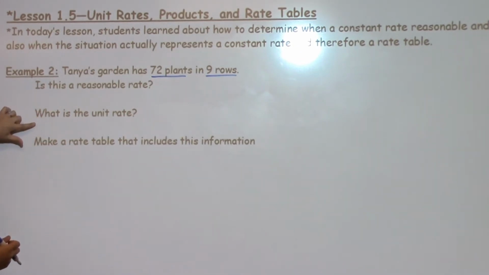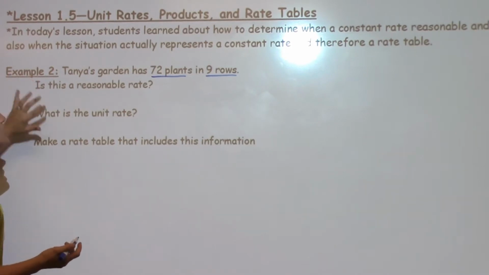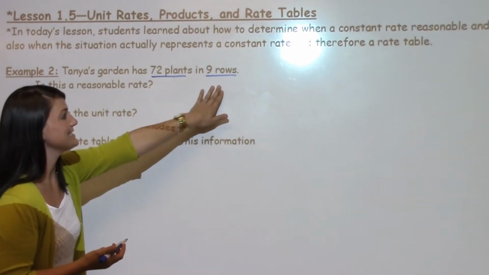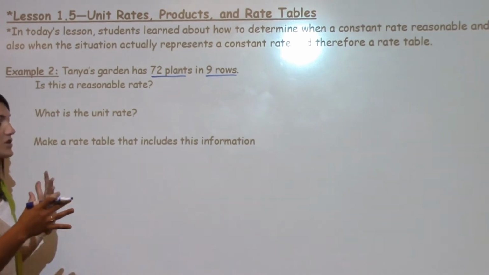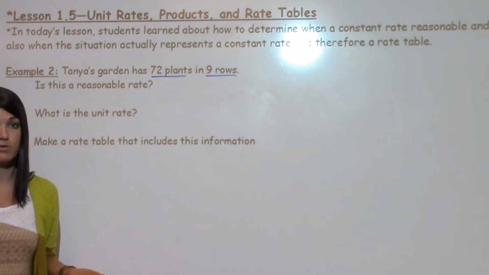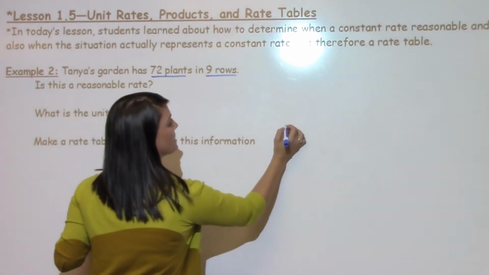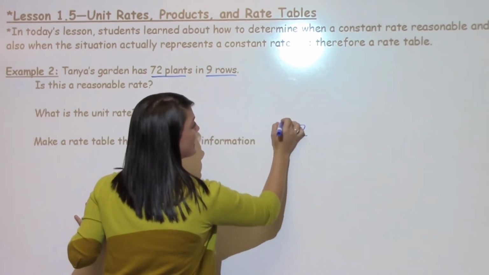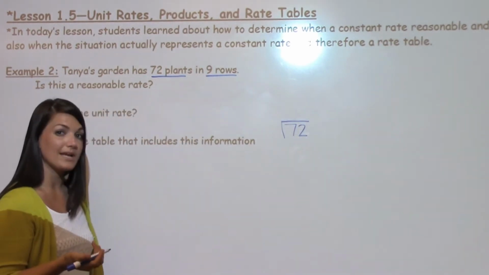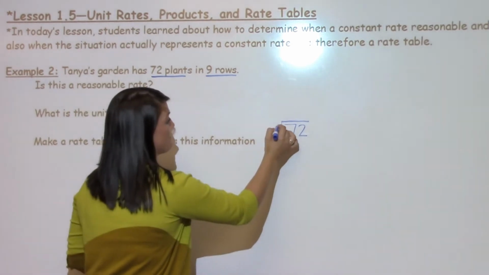Let's go ahead and jump down to what is the unit rate, and then we'll come back to decide if that rate is reasonable. So when I'm thinking about 72 plants in 9 rows, I have to first think about how much would be in 1 row then. So to find out how many would be in 1, I want my answer to get smaller. When I want an answer to get smaller, I divide.